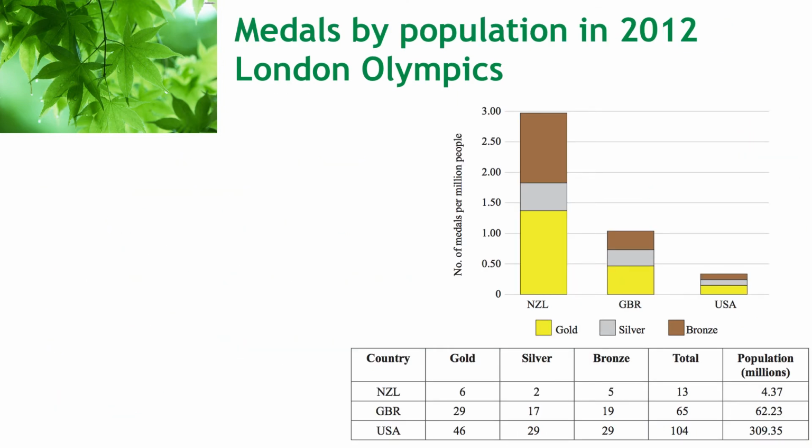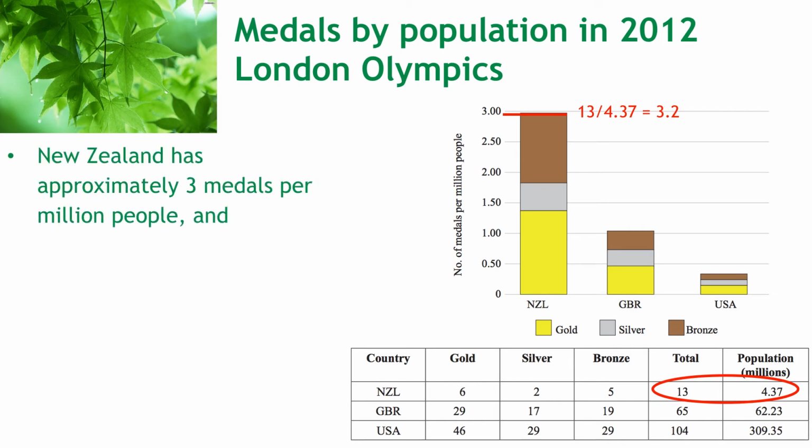Okay, now I want to look at the other graph, and that is looking at the medals by population size. So we're going to start off by looking at New Zealand, and I can see the value is nearly 3 when I read that off the graph. If I go to the total number of medals and the population size, I could actually work out the number exactly. So 13 medals divided by a population of 4.37 million gives me around about 3.2 medals per million people in New Zealand. Now I'm going to write a sentence about that. New Zealand's got approximately 3 medals per million people and is the highest of the three countries.